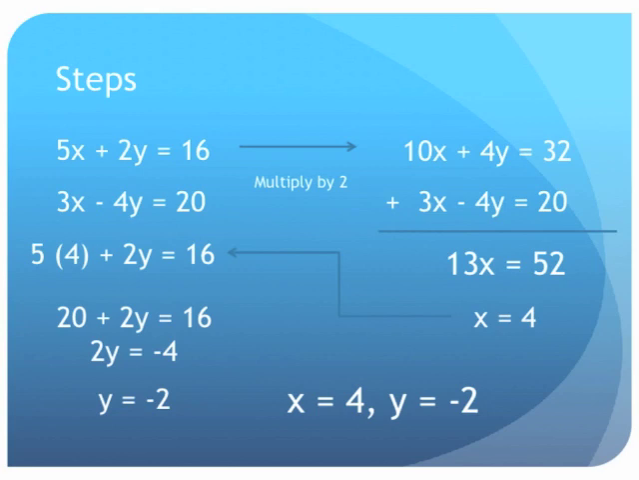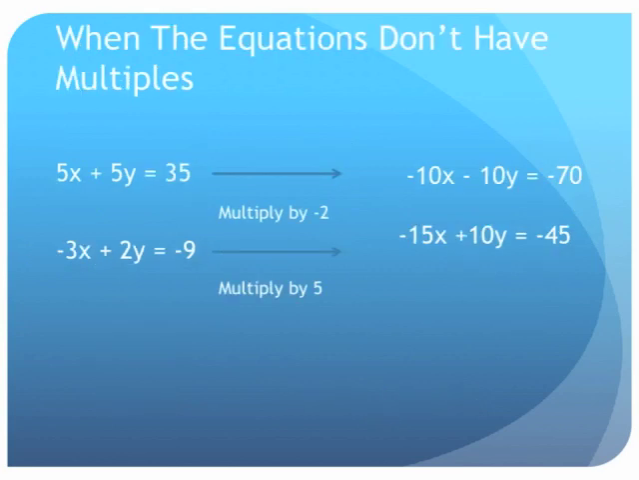Then you just have to plug that back into either of the original equations. So if you plug in x for the first equation, you get 20 plus 2y equals 16. That simplifies to y equals negative 2. The final answers are x equals 4 and y equals negative 2.